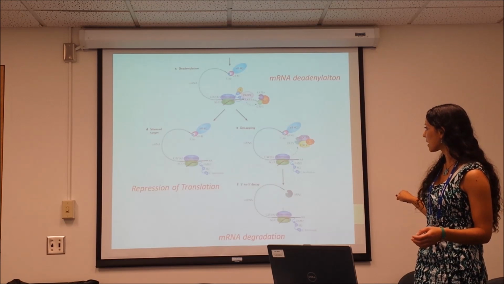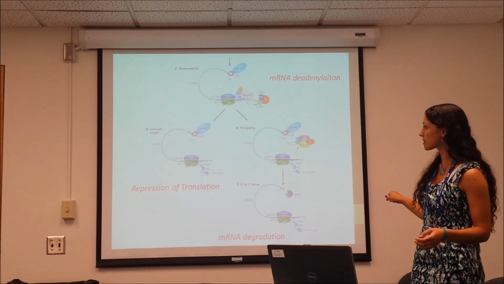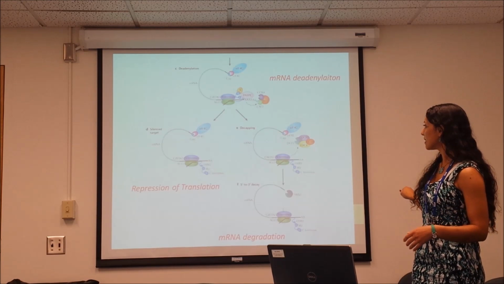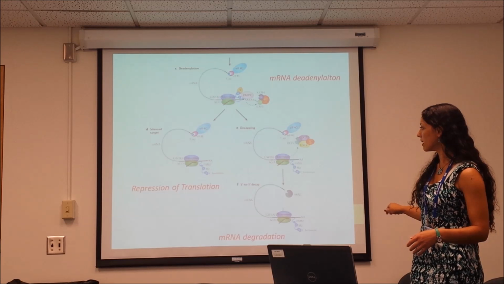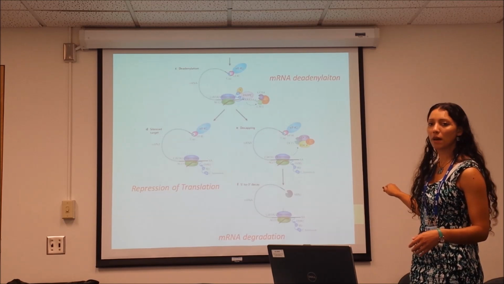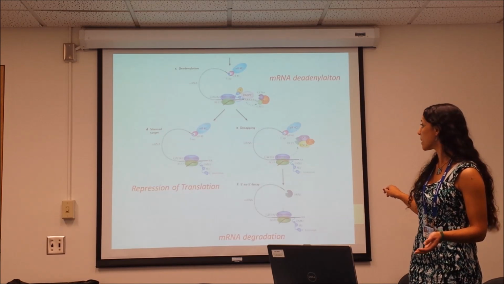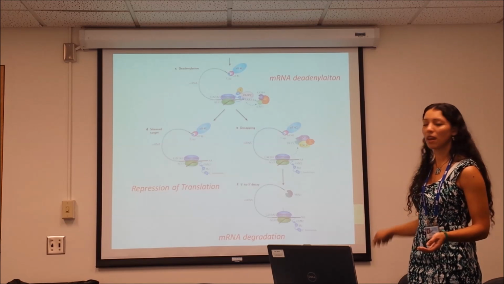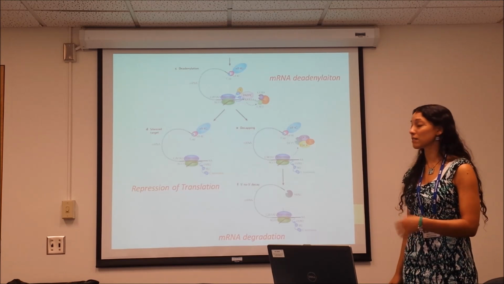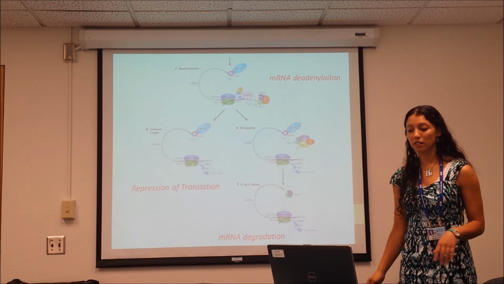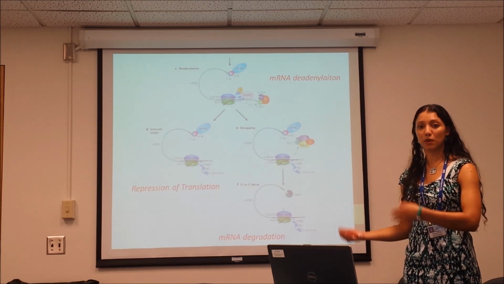But on the other hand, what can happen is that the RISC complex can recruit RNases that will come and chew this RNA. It could get rid of the cap structure that usually protects them from RNases, and will result in having less amount of mRNA as a result of the microRNA interaction. Therefore, there's less protein as well.